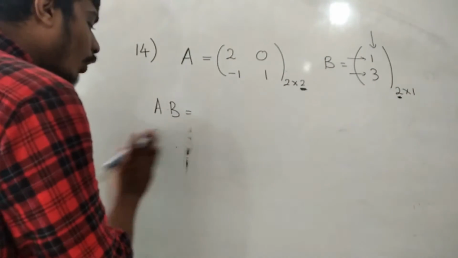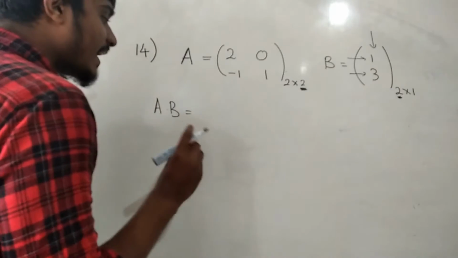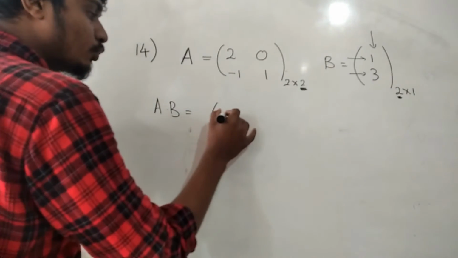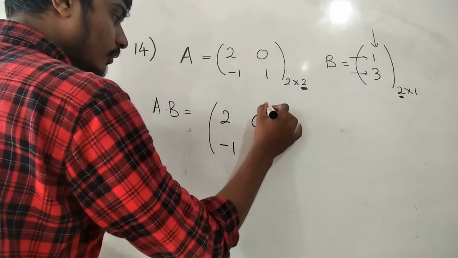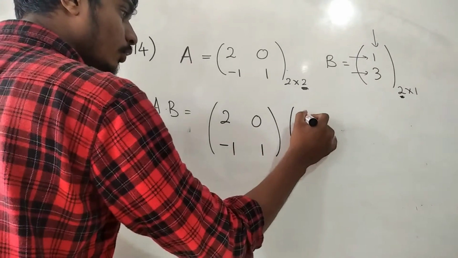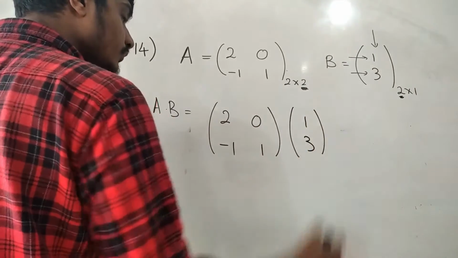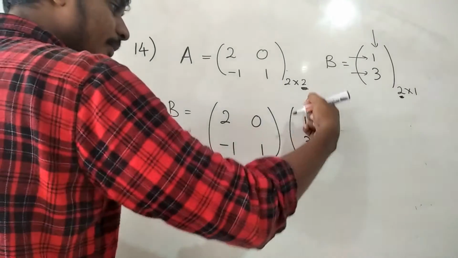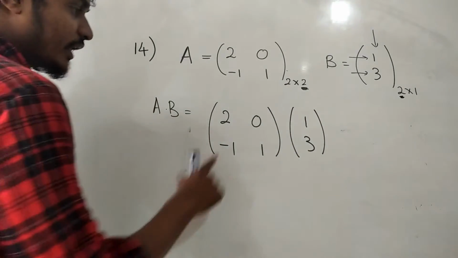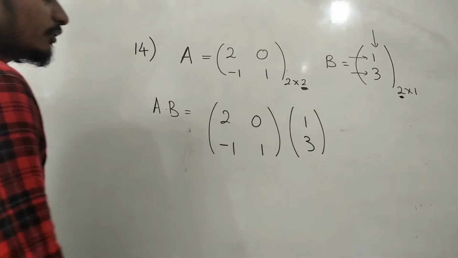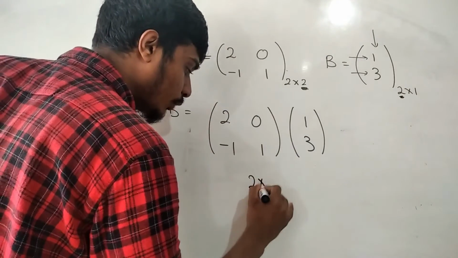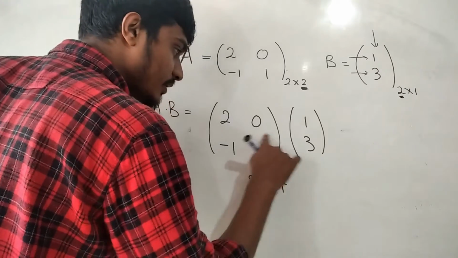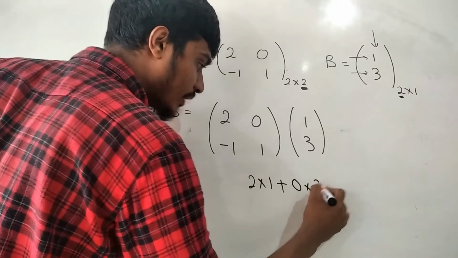So guys, how to multiply A and B? So guys, A and B, you can write this as [2 0; -1 1], and this should be multiplied with [1; 3]. So guys, first row must be multiplied with the first column. So guys, first row should be multiplied with first column. So how are you going to multiply that? 2 into 1 plus 0 into 3. So the order is very important.